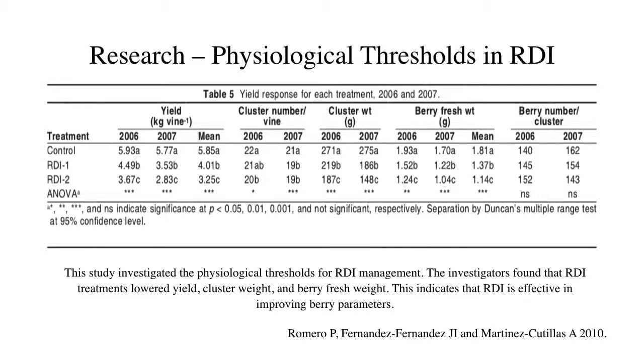This study investigated the physiological thresholds for RDI management. The investigators found that RDI treatments lowered yield, cluster weight, and berry fresh weight. The authors also reported that cluster number per vine decreased, but the change was so small that I feel hesitant to say with confidence that it's truly impacted. I would like to see more data before I can say that confidently. All in all, this data proves that RDI is effective in improving berry parameters.